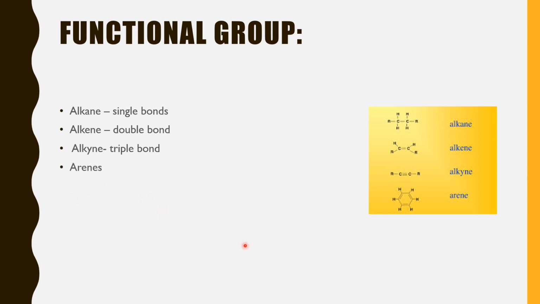Arenes. Arenes means benzene, and cyclic compounds are known as arenes. These are the examples for functional groups of alkane, alkene, and alkyne, that is, they consist of 2 carbons. So it's ethane, it's ethene, it's ethyne. When we put C in the R, it becomes ethyne or acetylene. The example for arene is benzene.